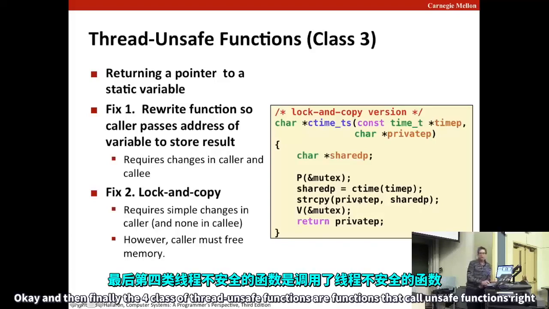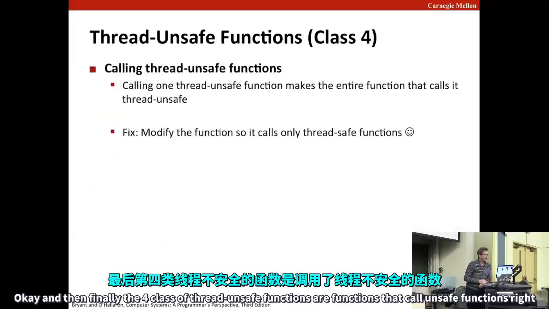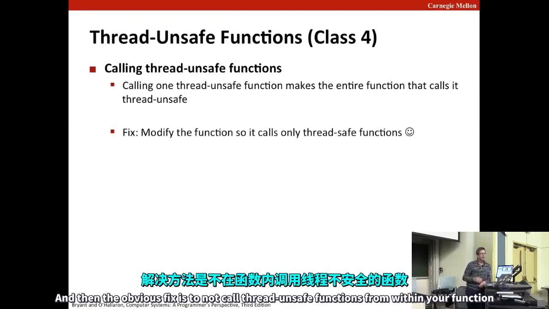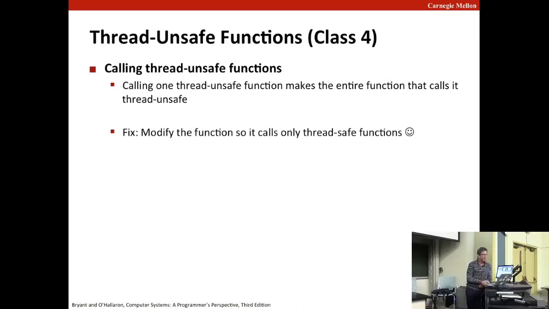We're just copying one string to another. Okay, and then finally, the fourth class of thread unsafe functions are functions that call unsafe functions, right? So it's kind of obvious. And then the obvious fix is to not call thread unsafe functions from within your function, and then you can make it thread safe.